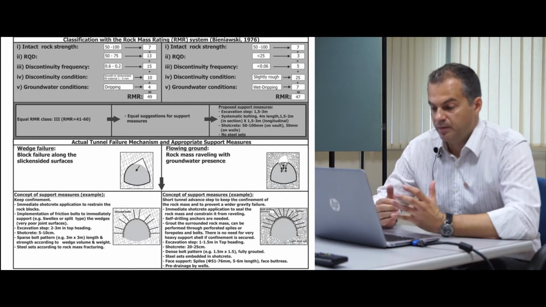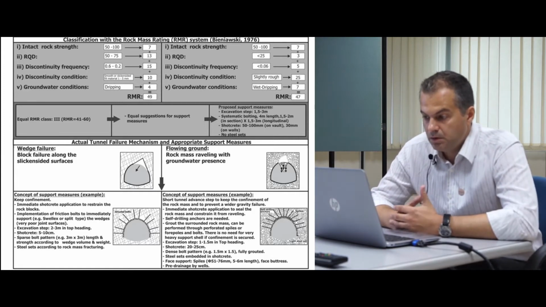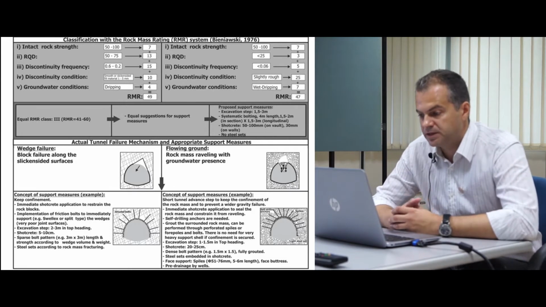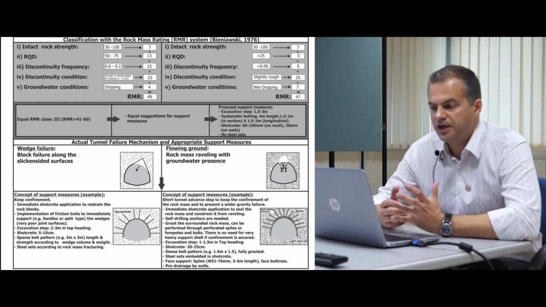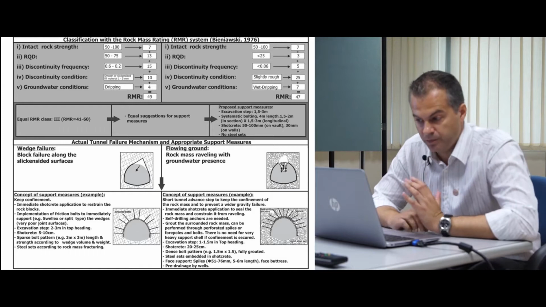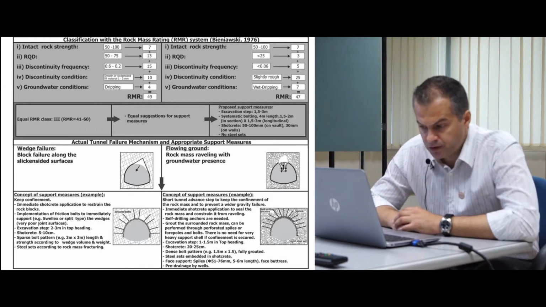So if we take the tables of RMR, we will have equal suggestions for support measures. Let's say an excavation step of 1.5 to 3, systematic bolting of 4 meters length, etc., with shotcrete and steel sets. No steel sets will be required here according to this classification.